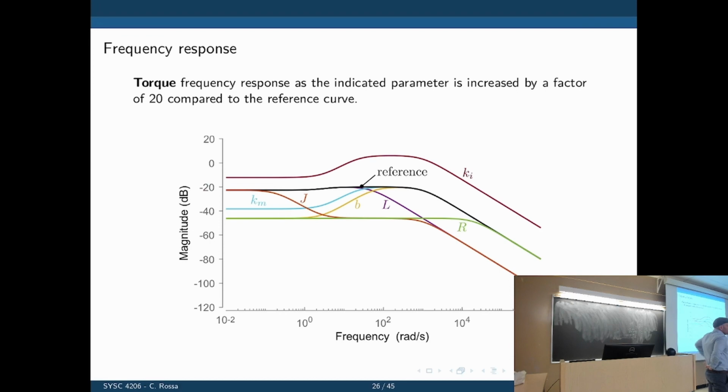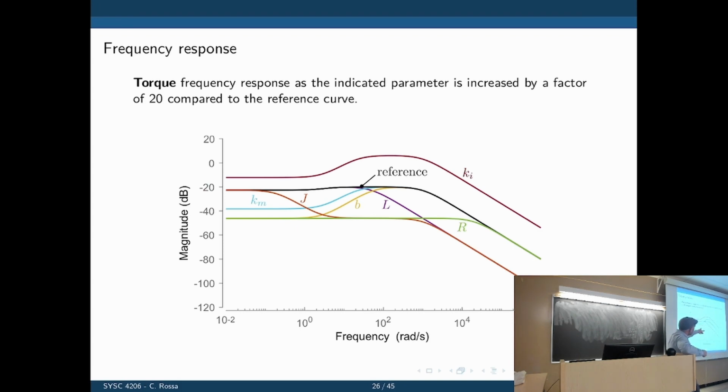So not surprisingly, the greater Ki, the greater the torque we get in the frequency response of the system. Look, inertia again affecting torque. The resistance of the winding is significantly reducing the torque. Why is that? Well, because there is more resistance, there is less current in the circuit. Right? So therefore, less torque.